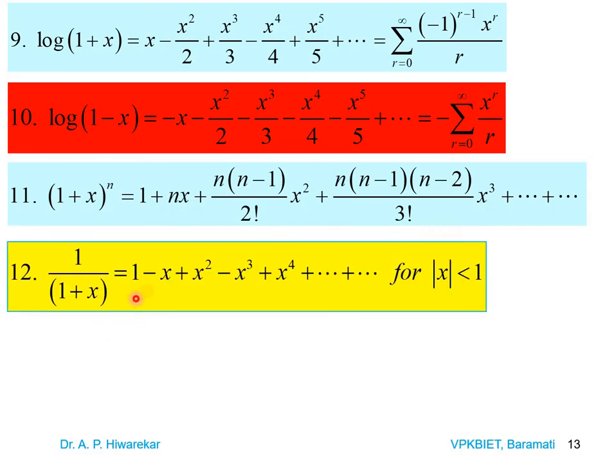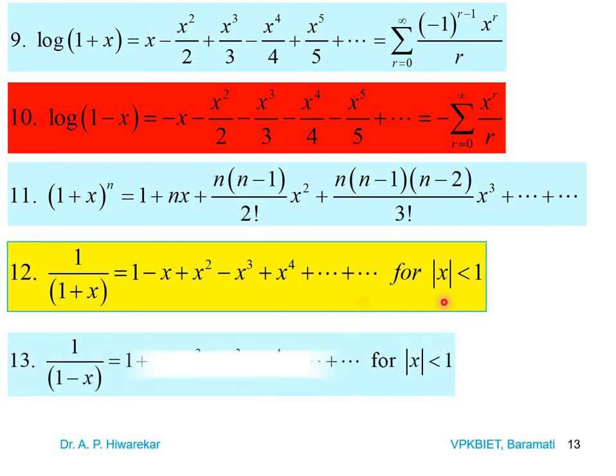Then this is again one more important series, 1 by 1 plus x. Many times we use 1 minus x plus x square minus x cube plus x to the power 4 and so on. Here the condition required is mod x less than 1. Then from this just replace x by minus x. You will get every term plus. 1 by 1 minus x is 1 plus x plus x square plus x cube plus x to the power 4 for mod x less than 1.